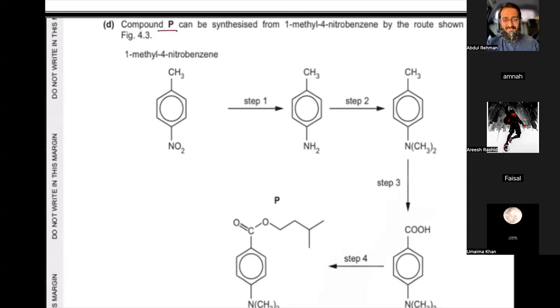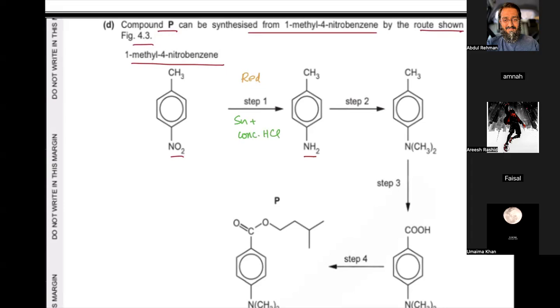So compound P can be synthesized from 1-methyl 4-nitrobenzene by the route shown in figure 4.3. Okay, in step 1, you see the NO2 is converted into NH2. So if you recall this reaction, it's a reduction. Very good, Shazil. So this reduction has tin and concentrated hydrochloric acid as the reagent.